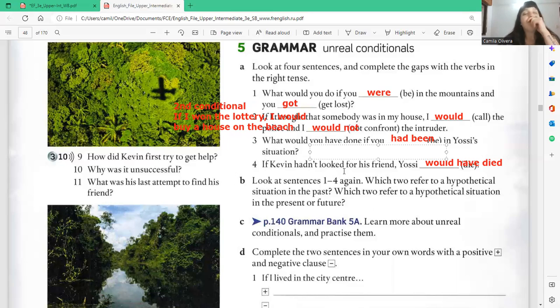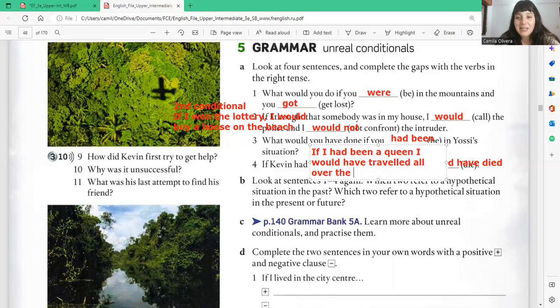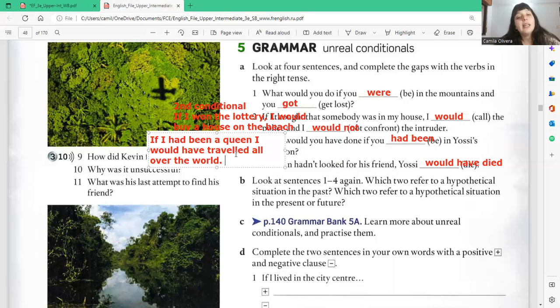Let me think of an example. If I had been, I don't know, a queen, I would have traveled all over the world. My imaginary situation in the past is kind of weird. So this is an imaginary situation, but in the past. We are imagining upon something that has to do with our past.